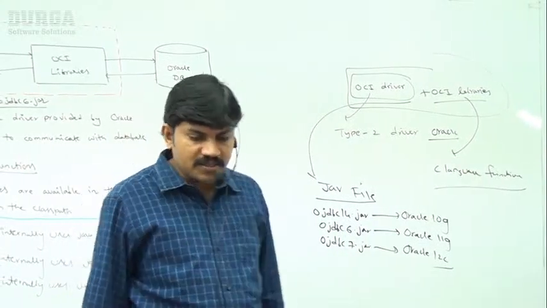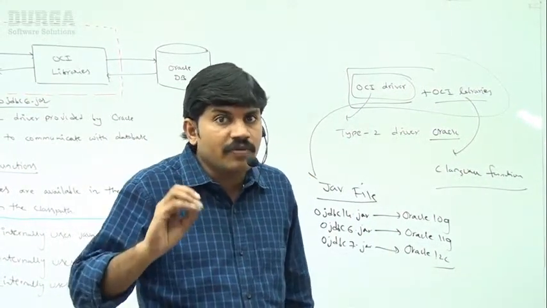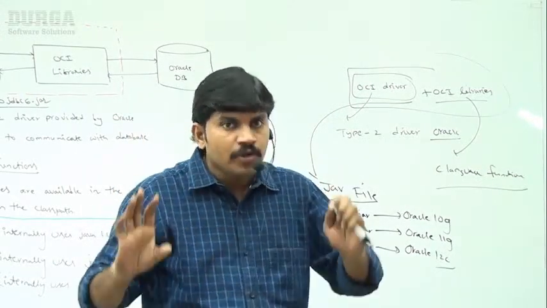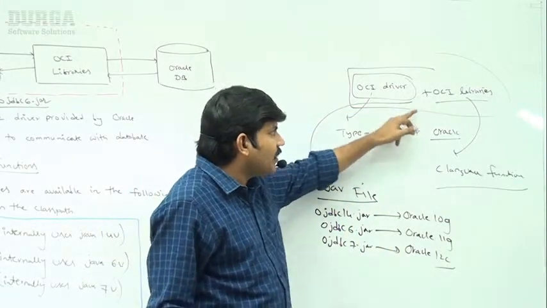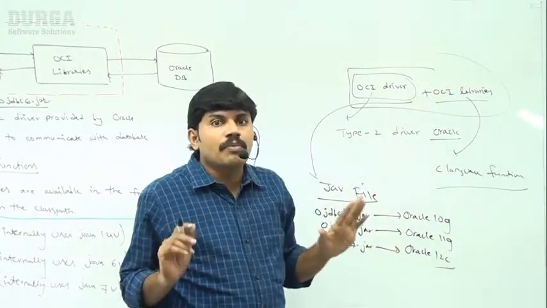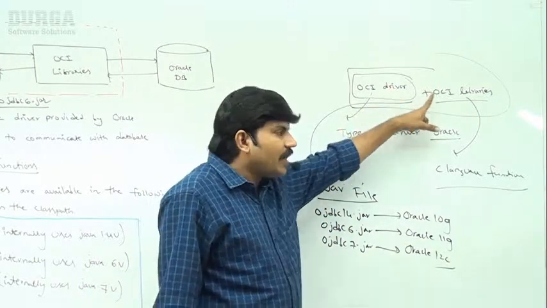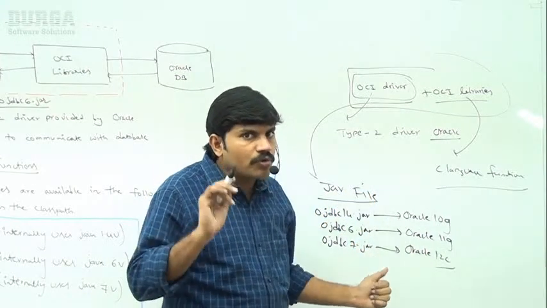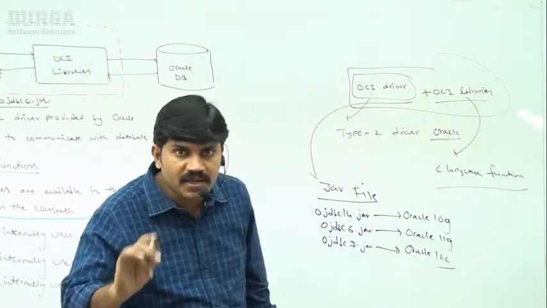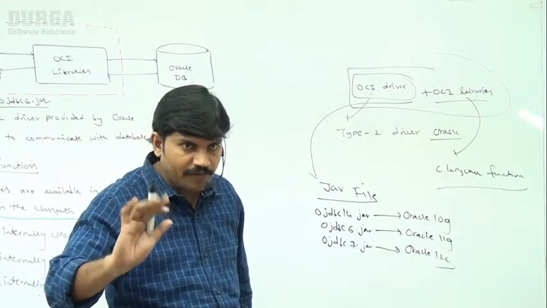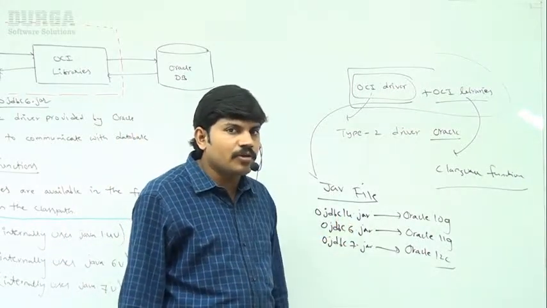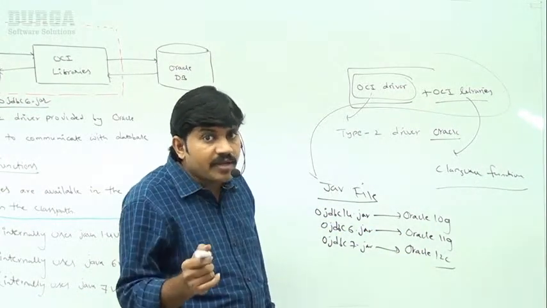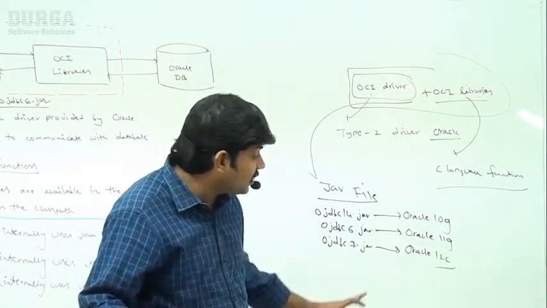So, if any person is asking, can you give an example for type 2 driver? OCI driver is the type 2 driver provided by Oracle people. OCI driver internally uses OCI libraries to communicate with the database. OCI driver and the corresponding OCI libraries are available in the form of jar file. If you want to use type 2 driver or OCI driver, compulsorily we require to set the class path. Okay, clear for all of you. Next, what are the jar files we have to place? Based on your Oracle version, you require to use the corresponding jar file. OJDBC14.jar or OJDBC6.jar or OJDBC7.jar.